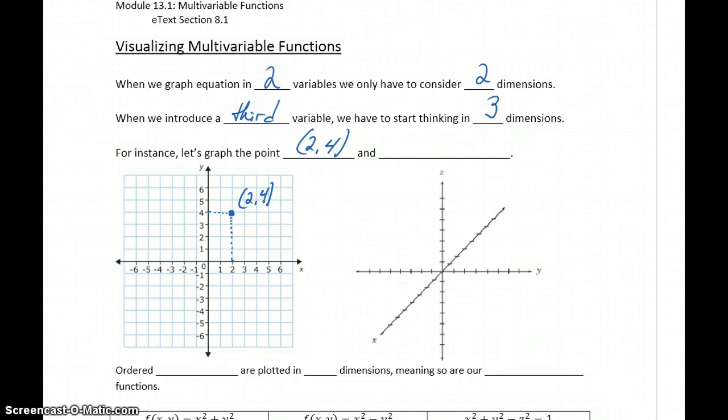So in two dimensions, we only have to think about how far do we move left or right, and then how far do we move up or down. So now what we want to do is apply this same thinking to graphing a point x equals 2, y equals 4 and z equals 5.